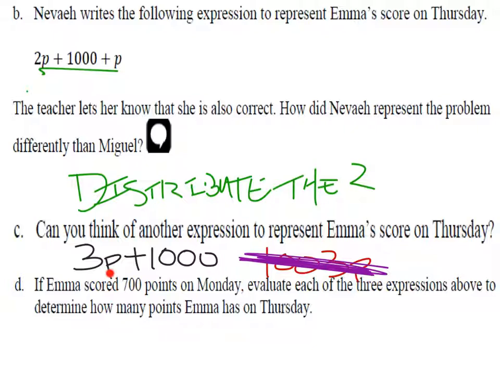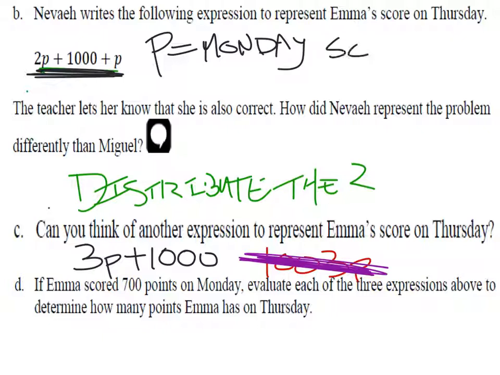And then finally, Radhyan. Emma scored 700 points on Monday. So if that was the case, how many points did she score at the end of the day on Thursday? Well, in the expression up here, let's just use this one because we can see it. What represents Monday's score? P, right? So P equals Monday's score. Times 3. So we're going to have to take Monday's score, which in this case is 700, and we're going to replace P with 700, because that's what it is.